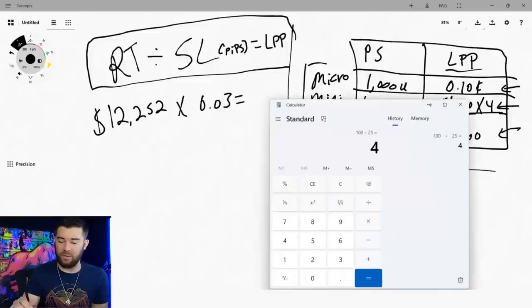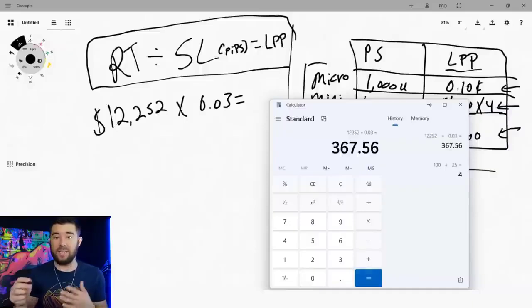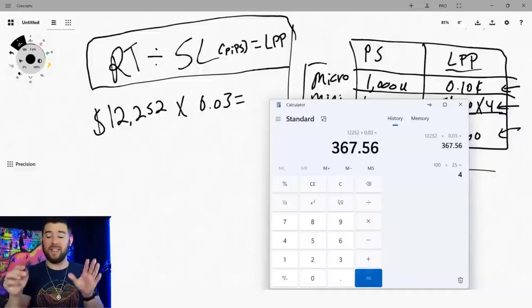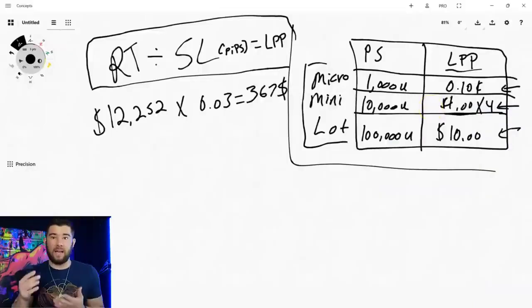So this is how quickly you can do it. Just come to a calculator, do 12,252 times 0.03. That gives us $367.56. This is what? This would be our RT.